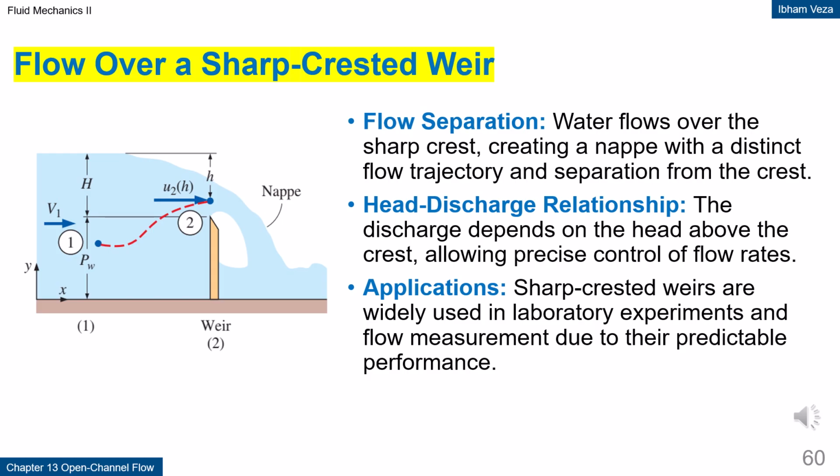Flow over a sharp-crested weir. On a sharp-crested weir, the flow separates from the crest and forms a distinct nappe. The discharge strongly depends on the upstream head above the crest. Because this relationship is very consistent, this type of weir is often used for discharge measurement in laboratories. The separated flow also makes visual observation easier. This makes it very suitable for experimental purposes.